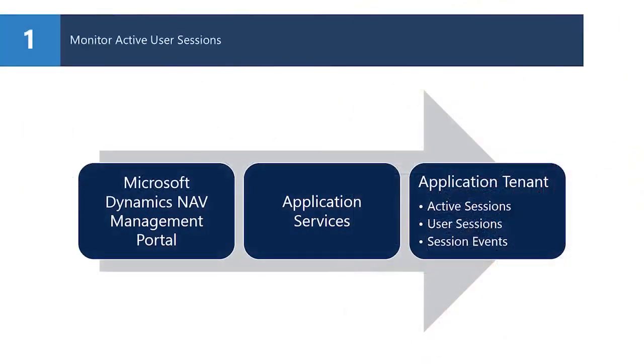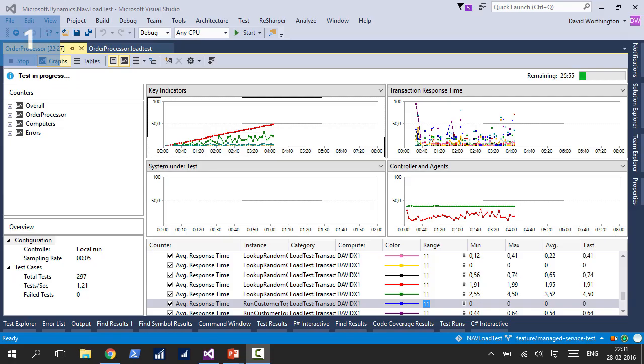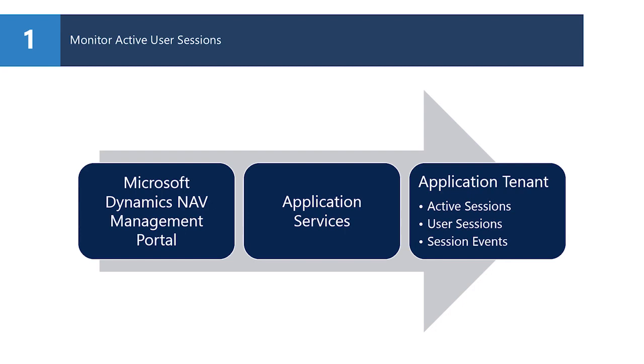Firstly, I'm going to start the NAV load test to run against the service, which you will see here in Visual Studio. Here you can see the load test running in Visual Studio against the service, and currently it's running at 50 users, so the ramp up stage is complete. So we now should have 50 active users on the service. So let's go and have a look again.